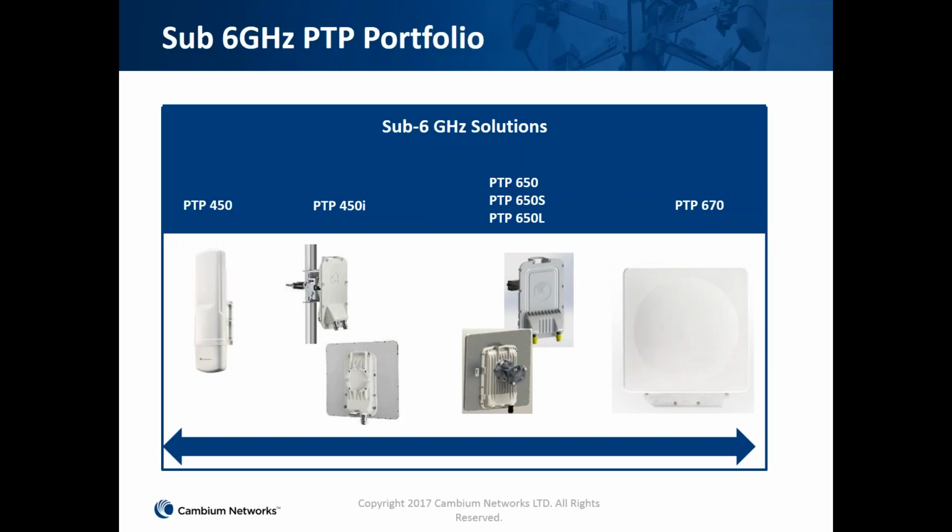To do a quick overview of the PTP portfolio, right now we have 4 products in our sub 6 gigahertz solution: the PTP 450, the PTP 450i, the PTP 650, which comes in 3 flavors, the 650, the 650S, and the 650L, and our latest product, the PTP 670. This also comes in 2 variants, the connectorized version and the integrated version.